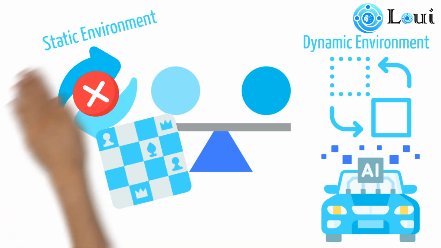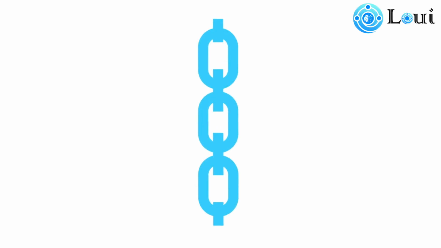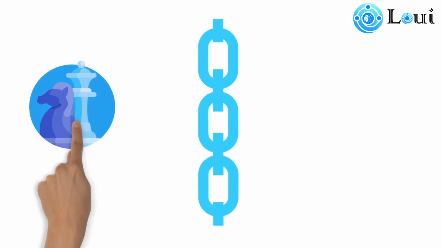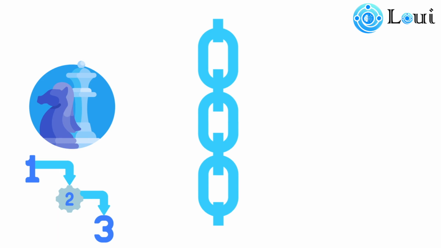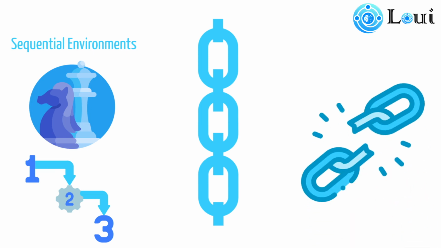The next parameter is related to whether the agent's decisions are connected to each other or not. In the chess game, each move the agent makes affects the game state and the potential future moves, which are sequential environments. On the other hand, when each decision is independent of other decisions, the environment is episodic.